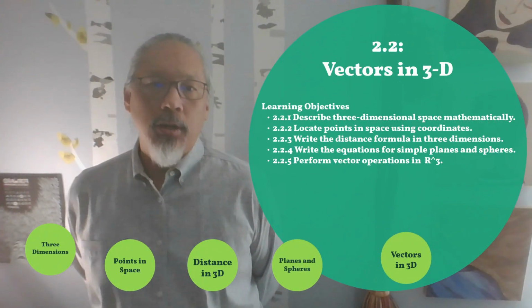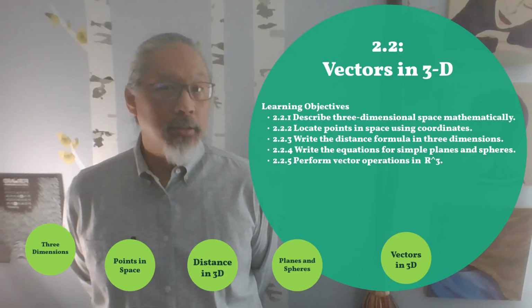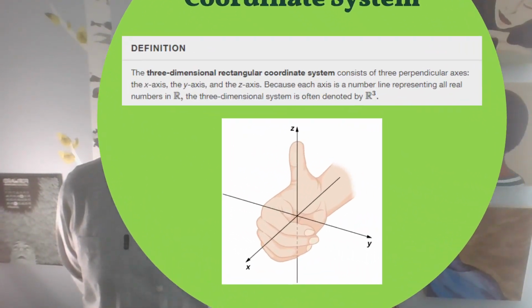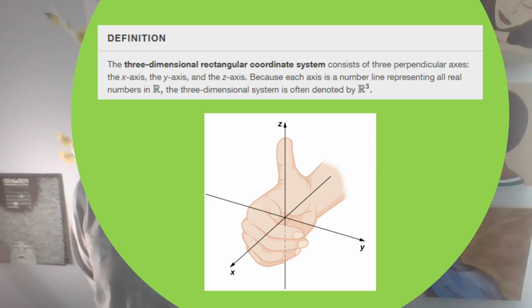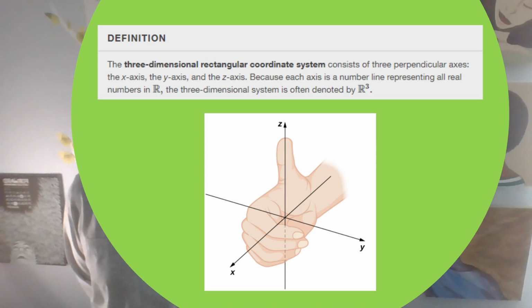In this section, we're going to look at vectors in 3 dimensions. To do that, let's first take a look at three-dimensional space. By definition, we're going to take a look at the three-dimensional rectangular coordinate system, or Cartesian coordinates, as 3 perpendicular axes, the x, the y, and the z.